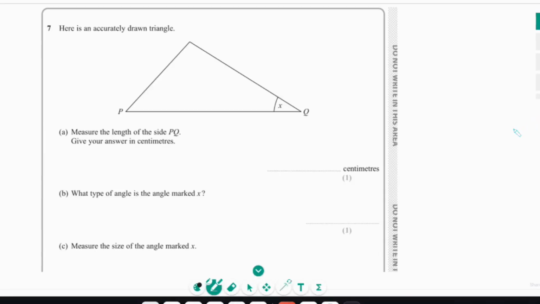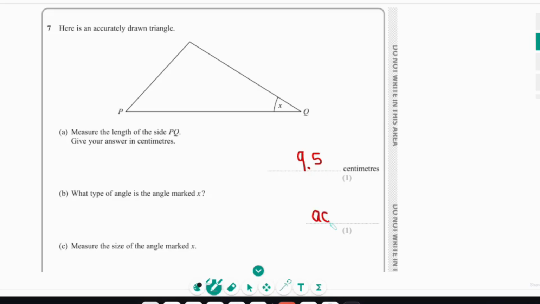Question 7. Here is an accurately drawn triangle. Measure the length of the side PQ. I've messed up the size of this to put it on my screen, so I'm just going to give you the answer. I don't have an online ruler either, so I'm going to give you the answer from the mark scheme. It's 9.5 centimetres, but they will give you the mark for anything between 9.3 and 9.7.